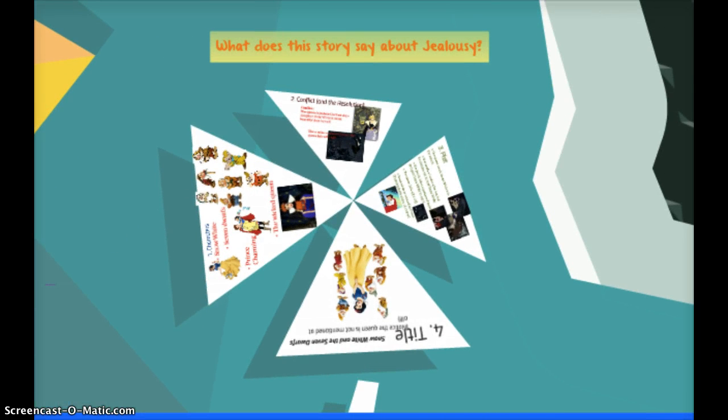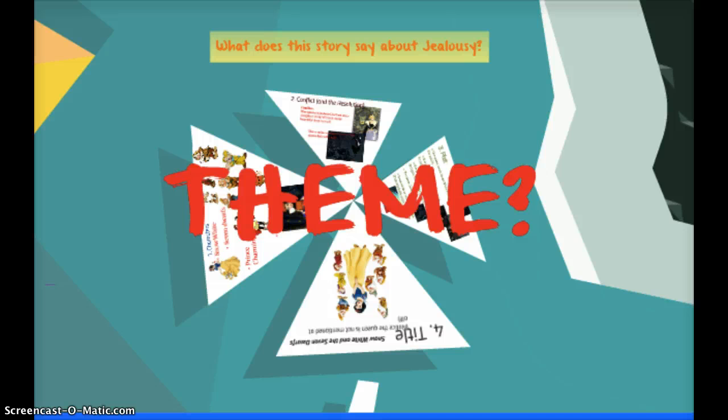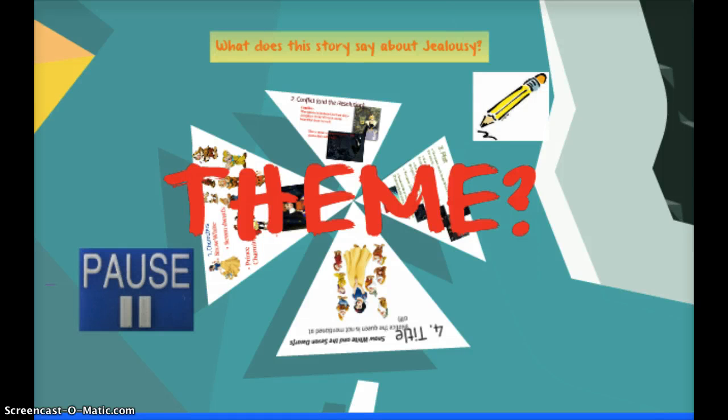All right, using the chart that's in your guided notes, decide what you think the theme of Snow White is for the subject of jealousy. You might then add if there are any other themes that you can pick out about something other than jealousy. Make sure you write that down in your guided notes. Pause so that you have time to do that.